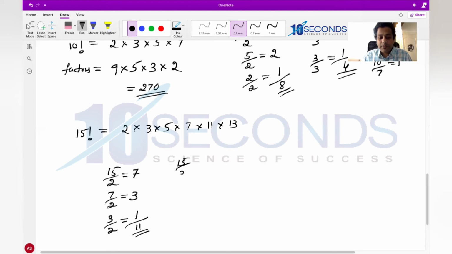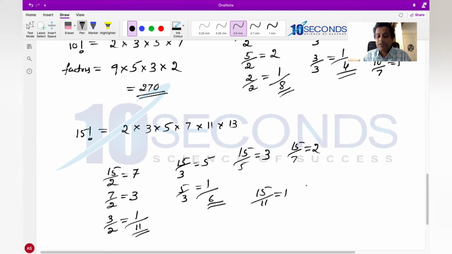In 15, how many multiples of 3? 5. In 5, how many multiples of 3? Only 1 possible. Okay. 15 divided by 5 is what, guys? 3. Can you divide 3 again by 5? No. 15 divided by 7 is what, guys? 2, isn't it? 15 divided by 11, only 1, obviously. 15 divided by 13, 1.